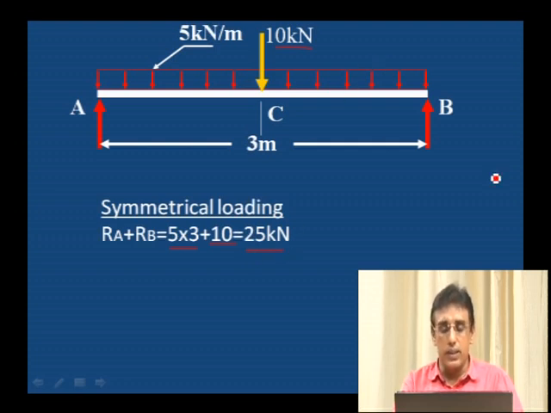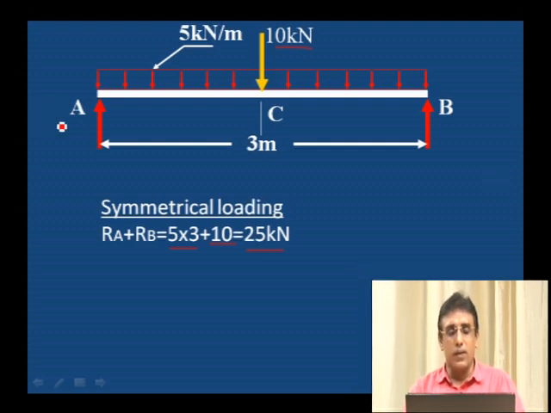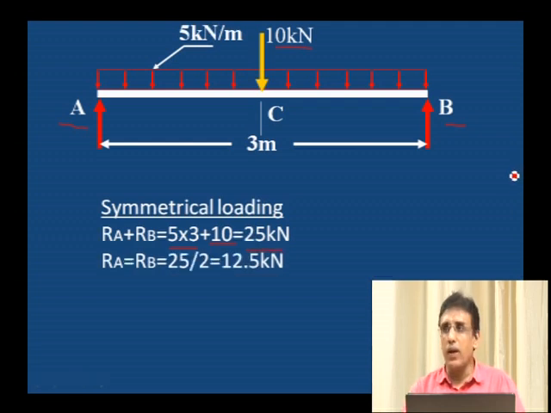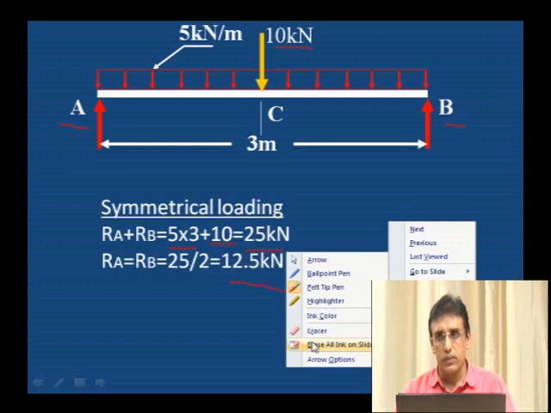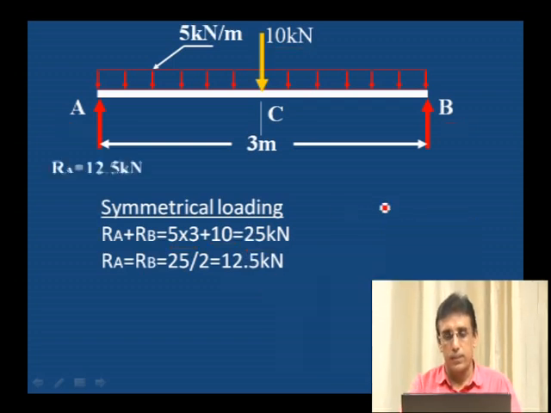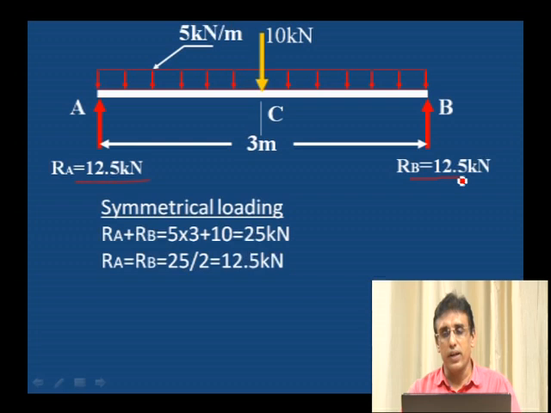In this case, as already explained in previous sessions, if it is symmetrical loading, RA plus RB will be equal to the downward load and also RA and RB will be equal. Therefore, RA is equal to RB, that is 25 divided by 2, 12.5 kilonewton. So RA is 12.5 kilonewton and RB is 12.5 kilonewton.